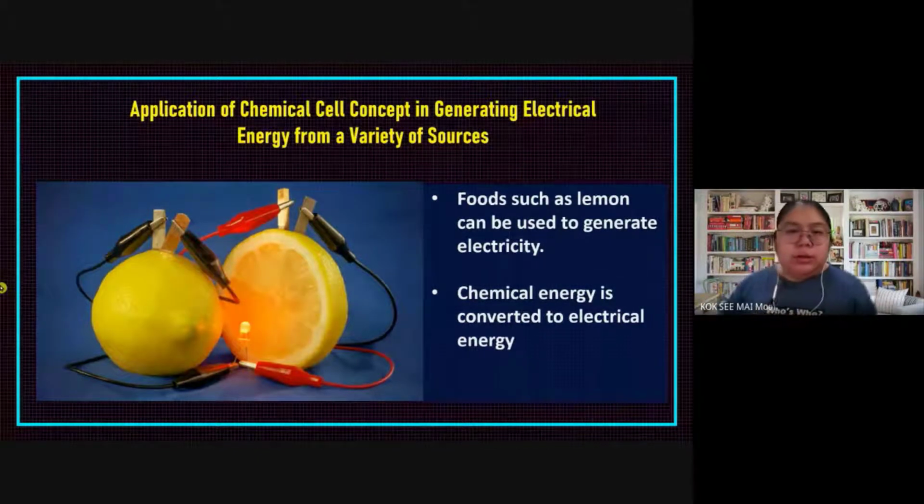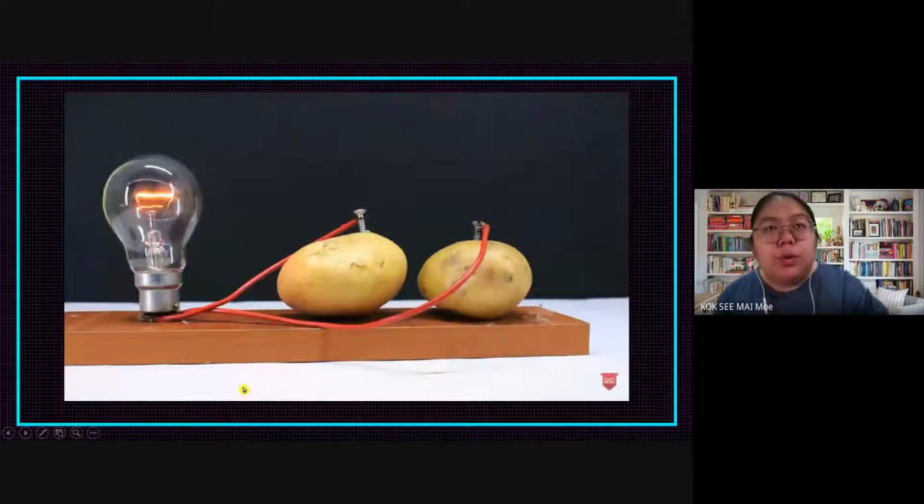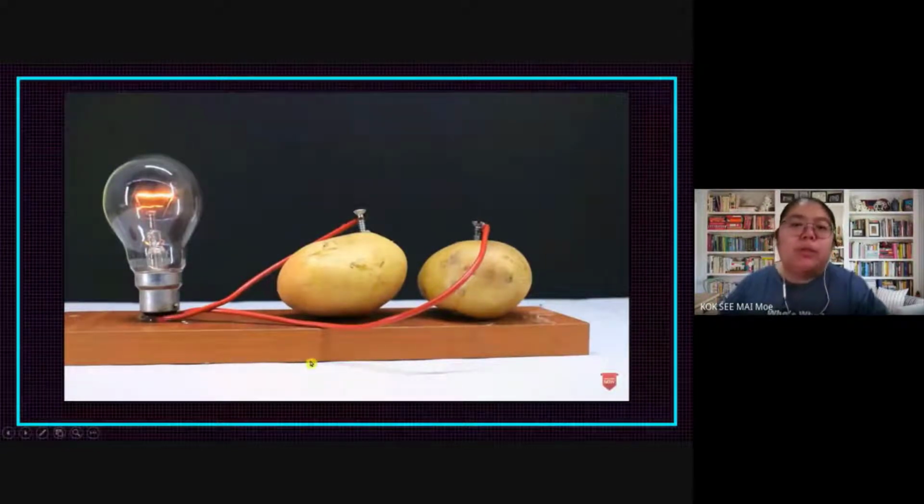Okay, now this should be the last one, because we want to see the chemical cell concept. Food can also be used. Some vegetables also can, for example, potato. This one you can try with a potato. Your house probably has one, but the problem is maybe you don't have the wiring. For the wiring, they just put in the nail and the screw. After that, they join it with the wire, then to the bulb.